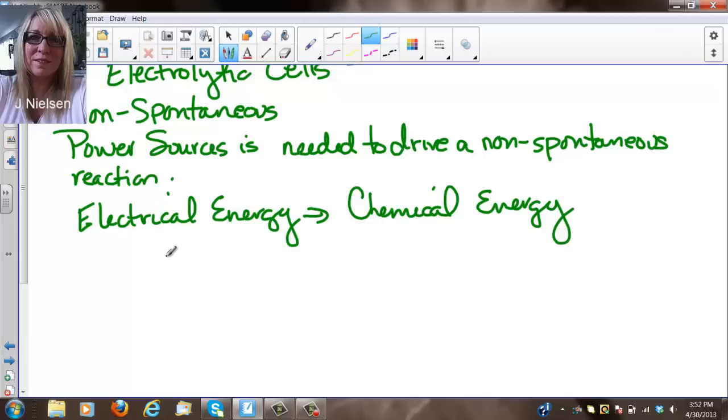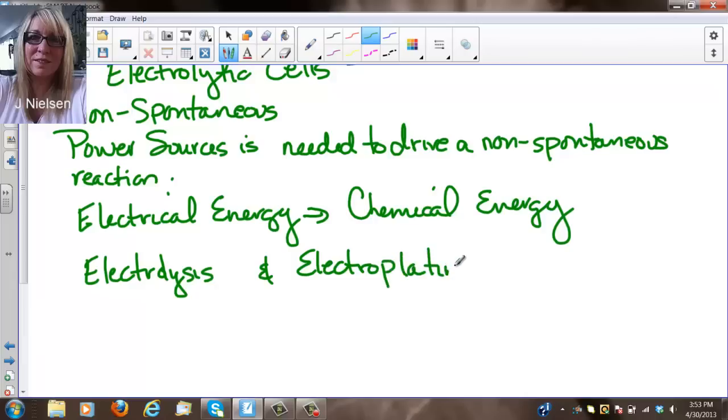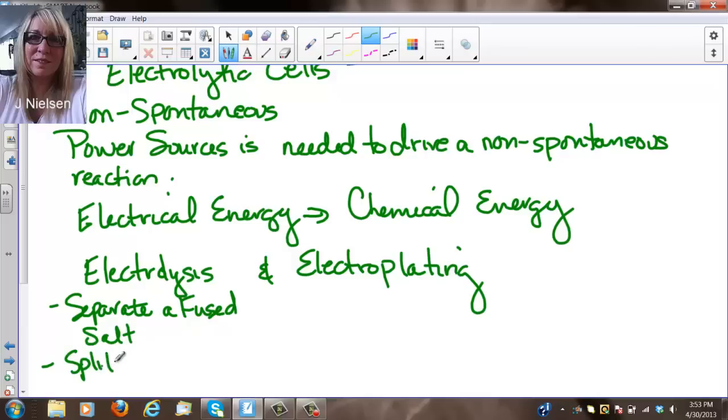The other thing that you have to remember is you have 2 types here. You have electrolysis and you have electroplating. Electrolysis is used to separate a fused salt, and it's also used to split water.